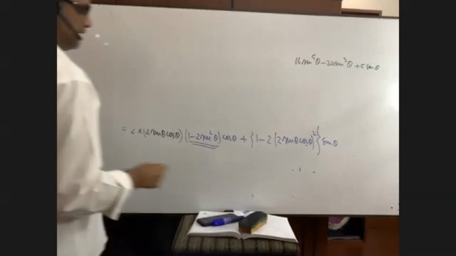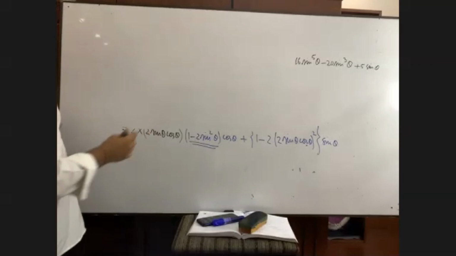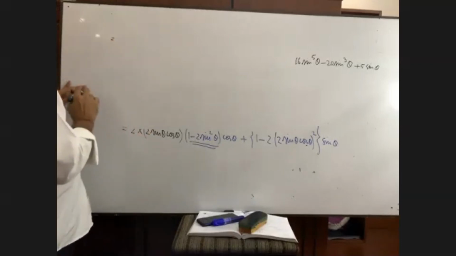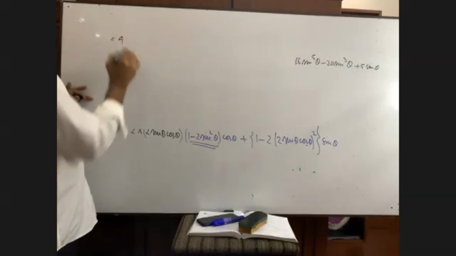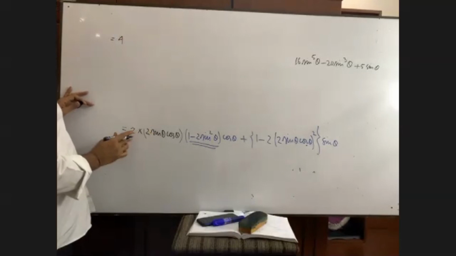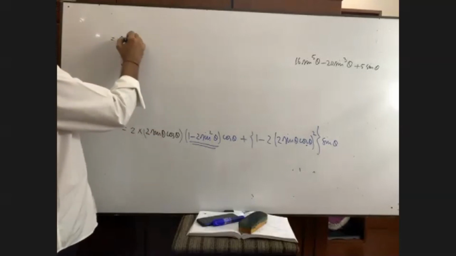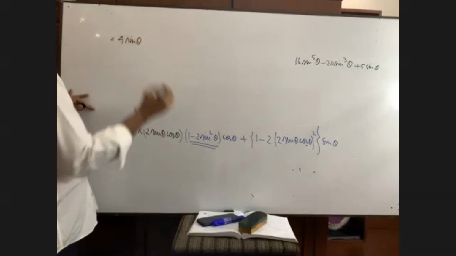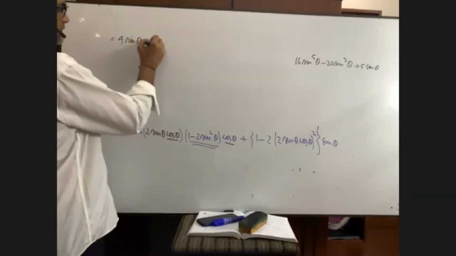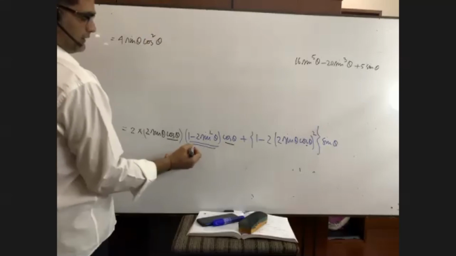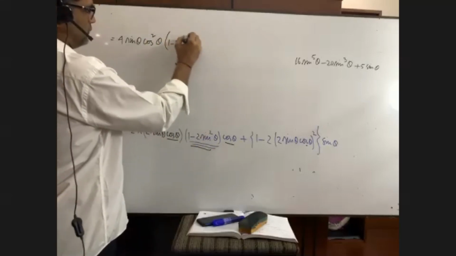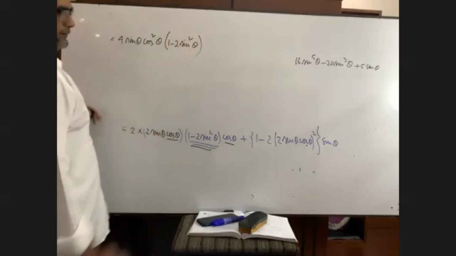Now you see, it is equal to 2 to the 4. I have written 4. This 2, this 2, it was 2, right? 2 to the 4 sine theta. This is sine theta. Now cos theta equals to what? Cos square theta. Now this is 1 minus 2 sin square theta.